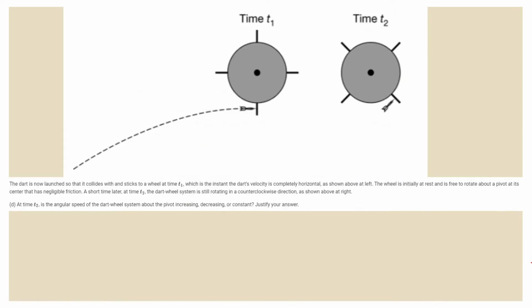And that brings us to part D. Part D of this question here says the dart is now launched so that it collides with and sticks to a wheel at time t1, which is the instant the dart's velocity is completely horizontal as shown above at left. The wheel is initially at rest and is free to rotate about a pivot at its center that has negligible friction, and it says here a short time later at T2, the dart wheel system is still rotating in a counterclockwise direction as shown at right. At T2 is the angular speed of the dart wheel system about the pivot increasing, decreasing, or constant?